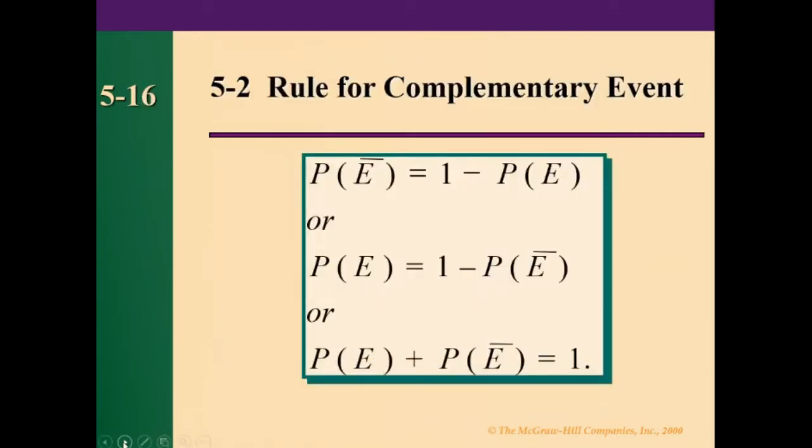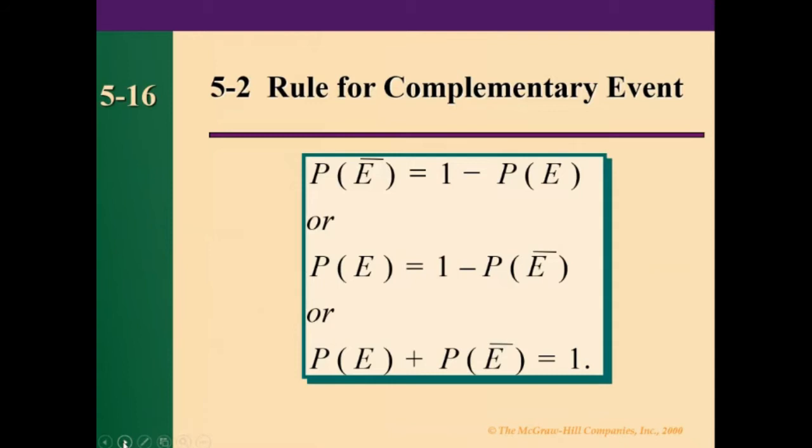Yan. So, the rule for complementary events: the probability of getting the complement is equal to 1 minus the probability of getting the event. Or the other way around, the probability of getting that event is equal to 1 minus the probability of getting its complement. Or the probability of getting an event and the probability of its complement is equal to 1, di ba? When added. Ganun yun.